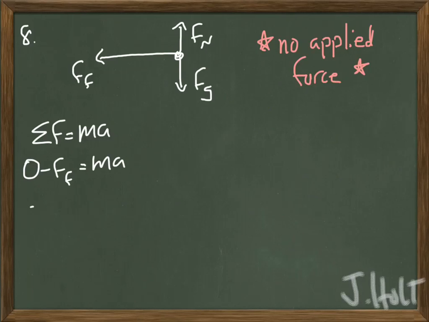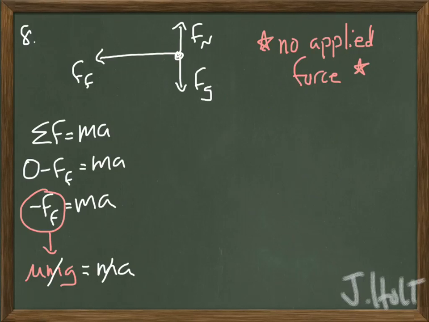Let's take a look at Newton's second law. The sum of the forces equals mass times acceleration. So really just friction equals mass times acceleration. Well, that doesn't do much good. We have too many unknown variables. But take a look at what I did there.